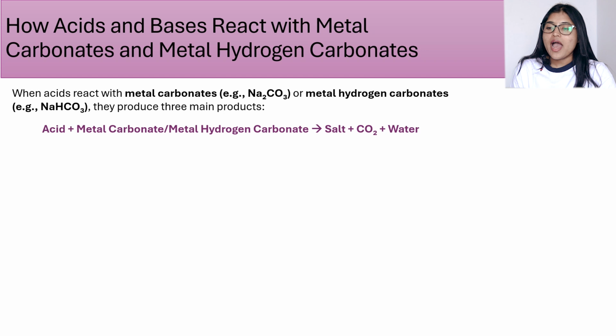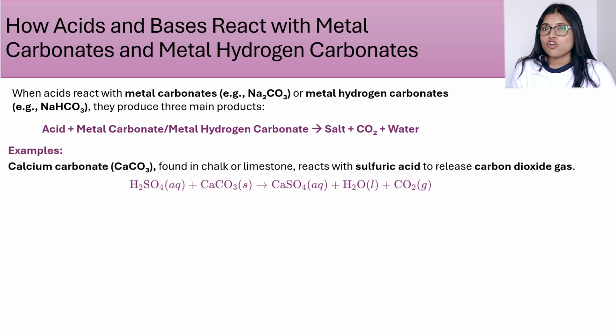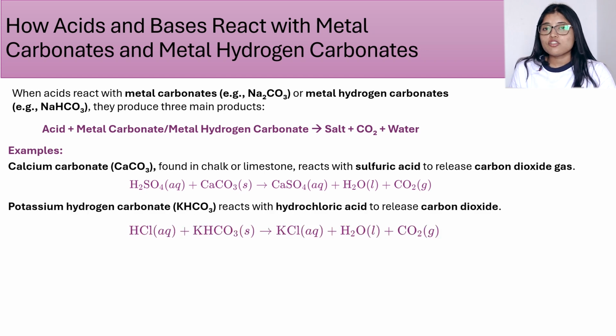Let us see how acids and bases react with metal carbonates and metal hydrogen carbonates. Starting with acids, acids react with metal carbonates or metal hydrogen carbonates to produce three products, which are salt, carbon dioxide and water. An example is calcium carbonate, which is usually found in chalk pieces or limestone. This reacts with sulfuric acid to form a salt, which is calcium sulfate, and carbon dioxide and water. Potassium hydrogen carbonate is another example where it reacts with hydrochloric acid to form potassium chloride, which is a salt, and also carbon dioxide and water.